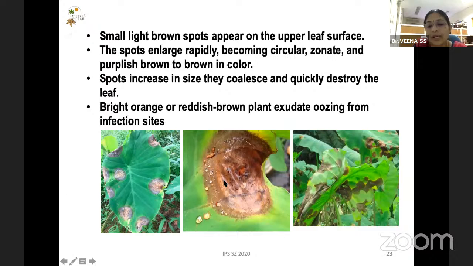So this is the taro leaf blight symptom. It just starts as small light brown spots appearing on the surface. Then the spots enlarge rapidly, becoming circular, zonate, and purplish brown to brown in color. Spots increase in size, coalesce, and quickly destroy the leaf. In some cases, here you can see bright orange or brown plant exudate oozing out from the infection site.